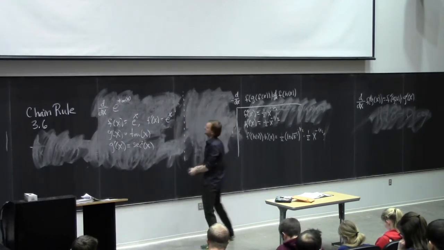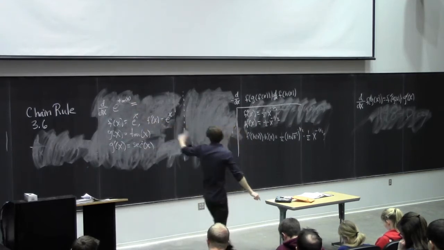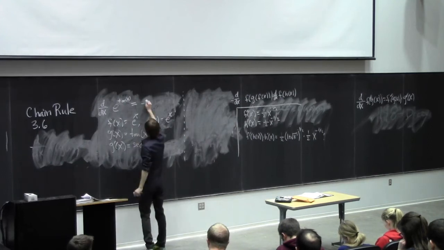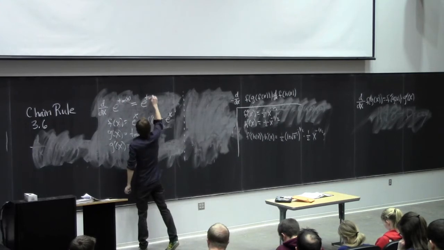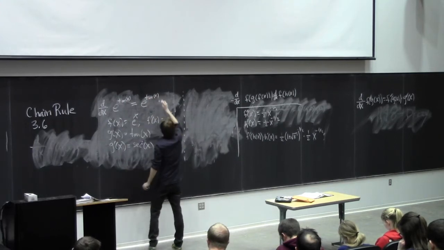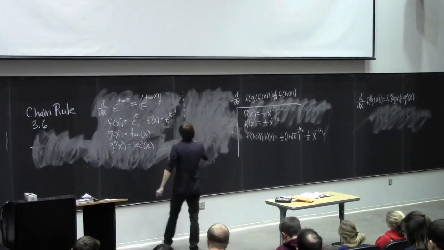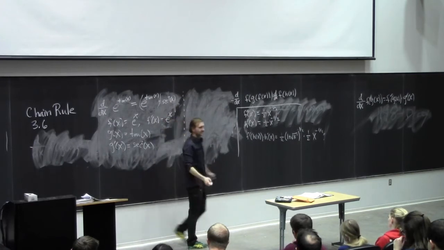And you're going to get, let's see, f prime is e to the x, right? So it's going to be e to the tangent of x, times the derivative of tangent, which is secant squared x.